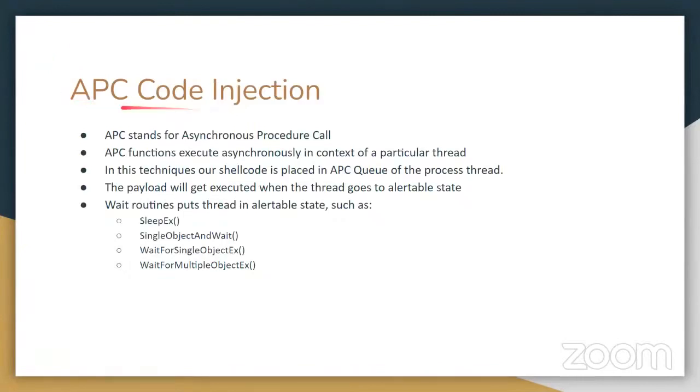This is the APC code injection technique. APC stands for asynchronous procedure call, which is a really nice feature of the Windows operating system that allows us to place a job in a queue for execution in the context of a particular thread. Basically, in this technique, we are placing our shellcode in the APC queue of the process thread, and whenever this thread enters an alertable state, our shellcode will get executed. Some of the routines that might put the thread in an alertable state are SleepEx, SignalObjectAndWait, WaitForSingleObjectEx, WaitForMultipleObjectsEx, and a few others.